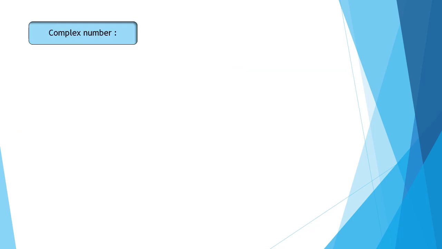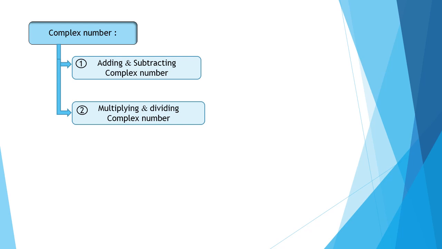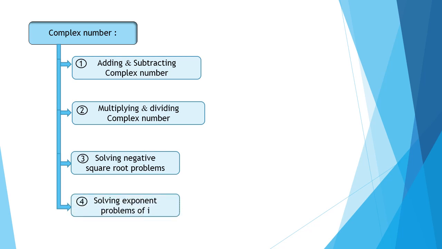Now let's talk about the four ideas of complex number problems. The first idea is how to add and subtract complex numbers. The second idea is how to multiply and divide complex numbers. The third idea is how to solve negative square root problems. The fourth idea is how to solve exponent problems of i. In the following slides, we are going to explain each one and give some examples.